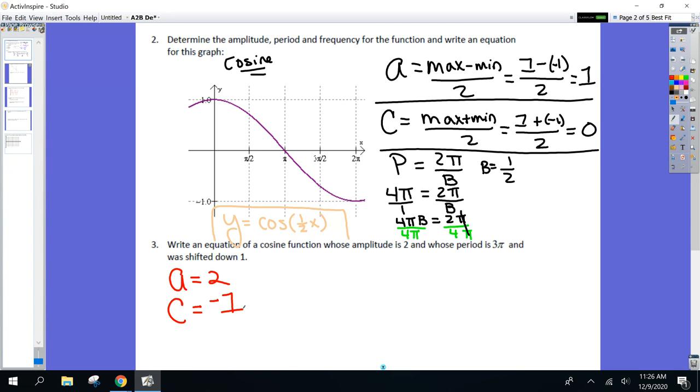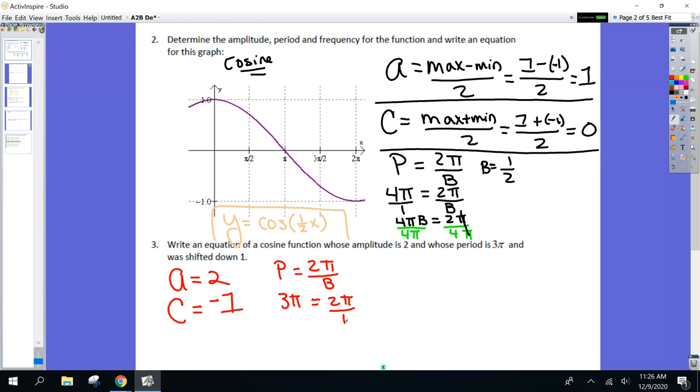All right, Colin, we got some work to do because the B value is not 3 pi. What formula do I use for the B value? Period. Yep. So ready? Period equals 2 pi over B. What am I plugging in for the period? 3 pi. All right, here we go. 3 pi equals 2 pi over B.